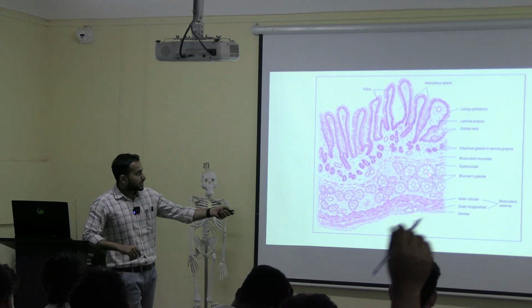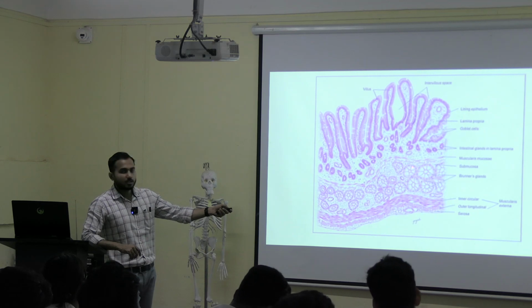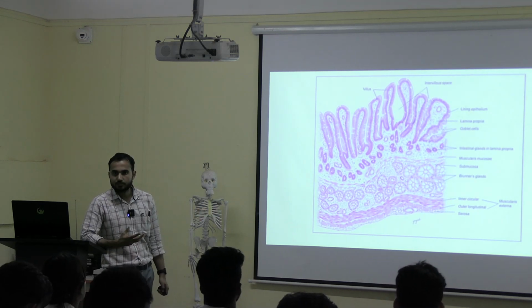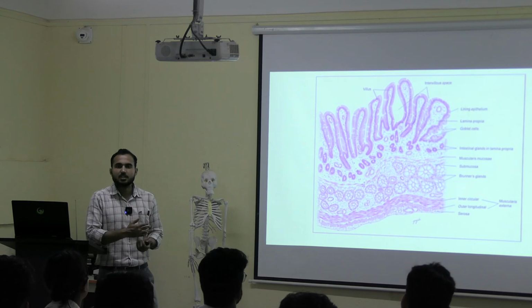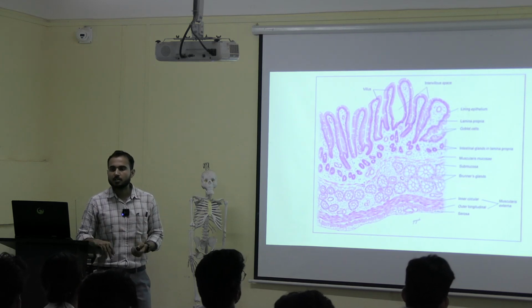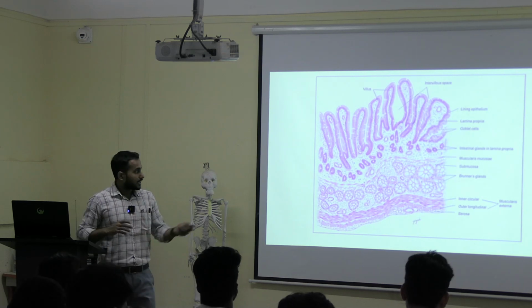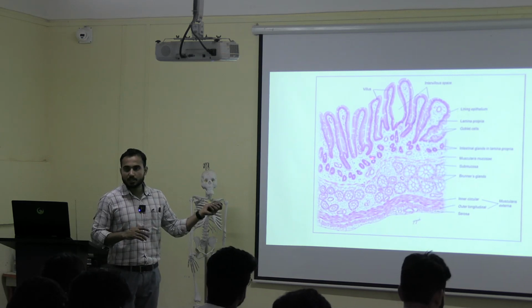See why these are totally empty. Why are these totally empty? The Brunner's gland, if you stain it with H&E, mostly it will become empty. Why? Because it is a mucus secreting gland. Mucus is completely removed. But these glands are not mucus secreting glands.